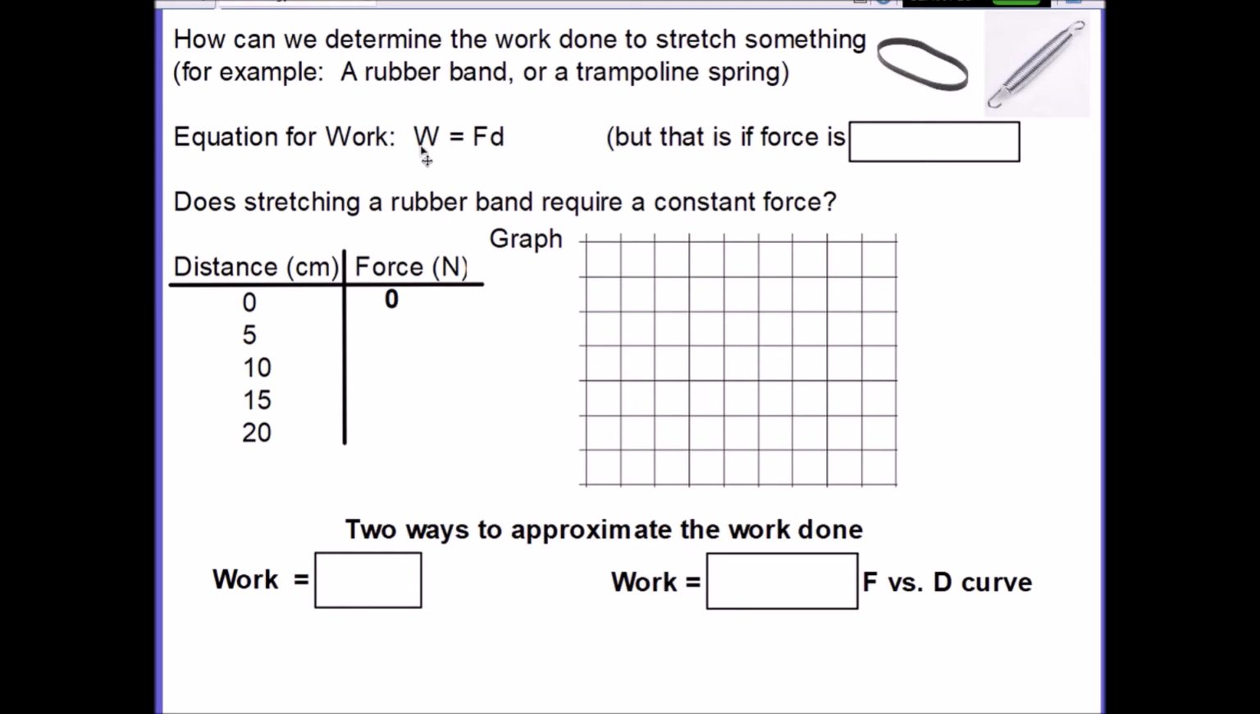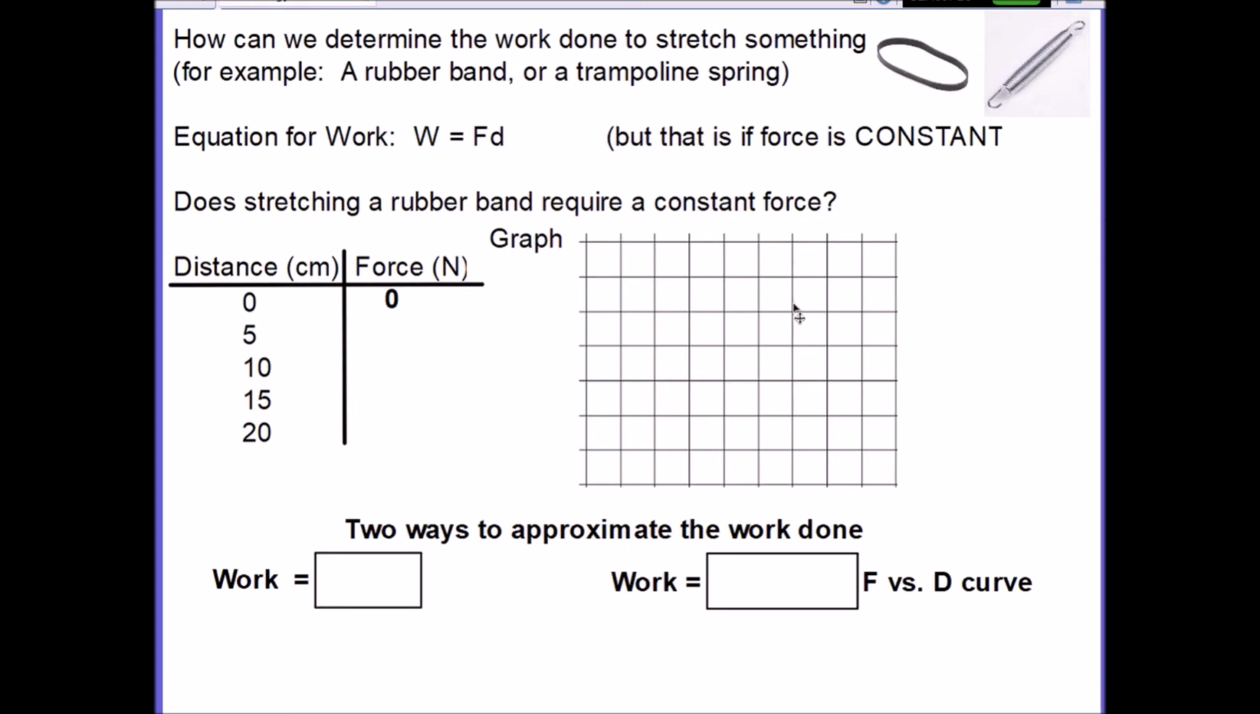This equation, work is equal to force times distance, is true, but only if the force is constant. If the force is variable, we have to look at it in other ways. If you've ever pulled back a bow or stretched a rubber band, you know that it gets harder to stretch the further you stretch it. So the force is definitely changing.